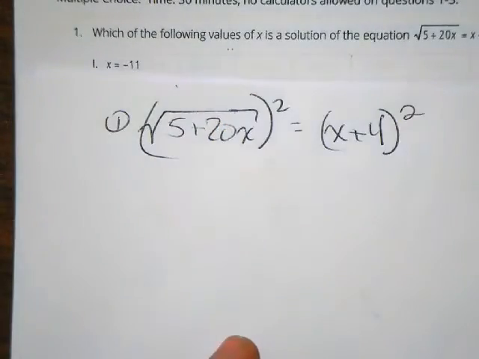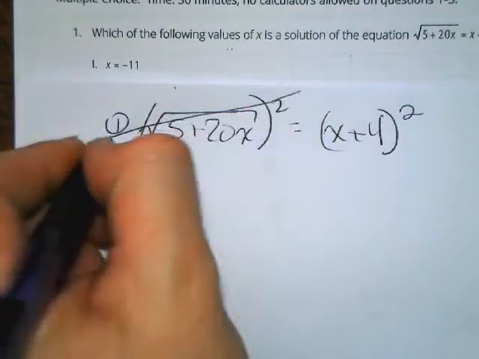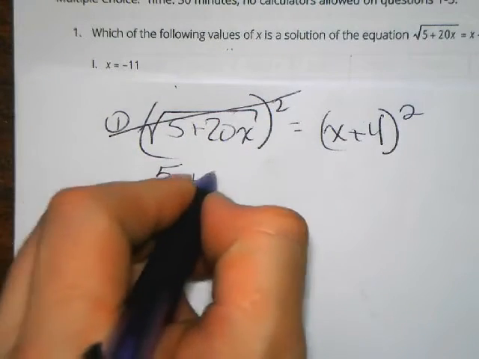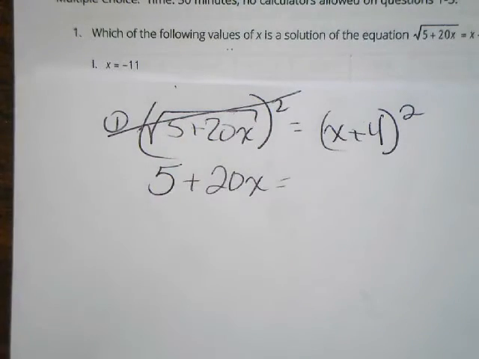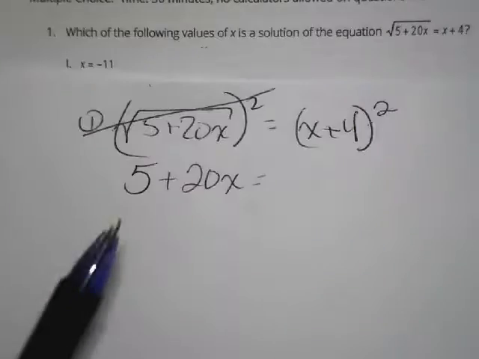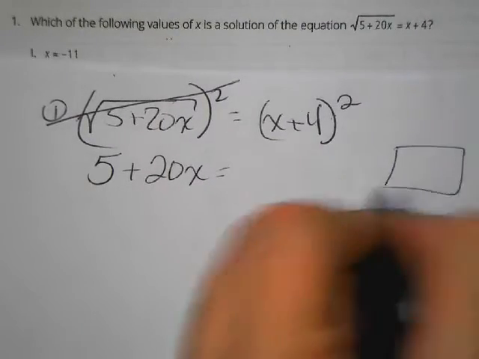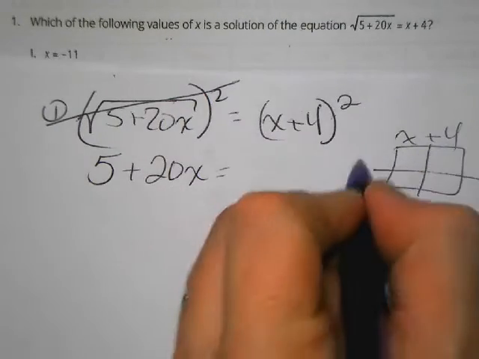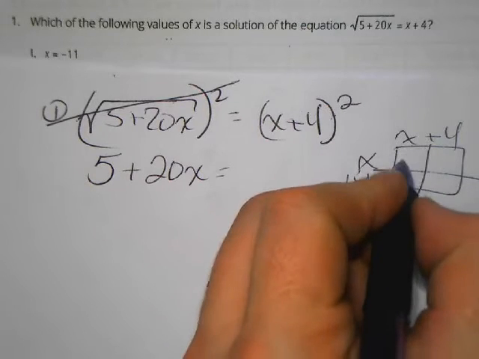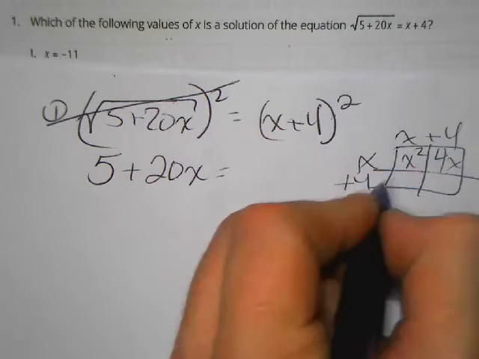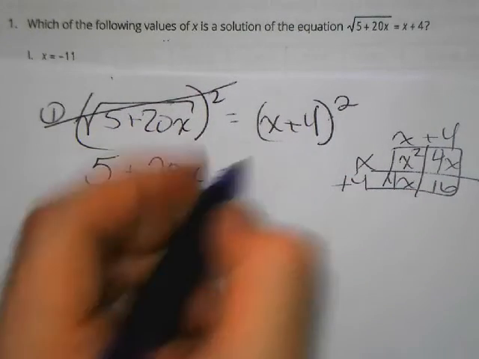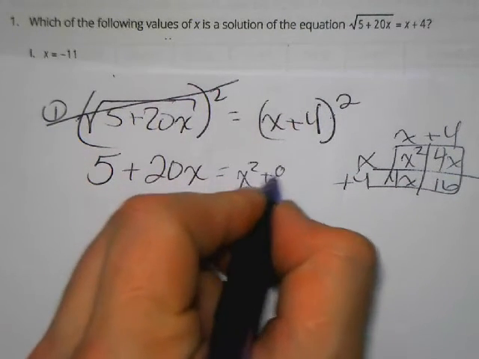So we're going to square both sides, which means we can just say that 5 plus 20x is my left side. And over here off to the side again, we're going to have x plus 4 times x plus 4. So that is x squared, 4x, 16. So x squared plus 8x plus 16.